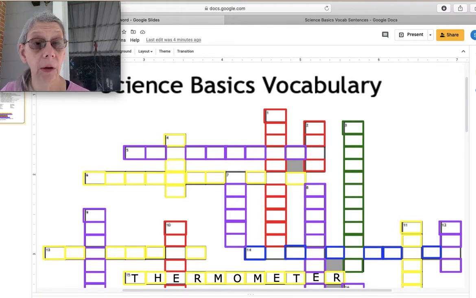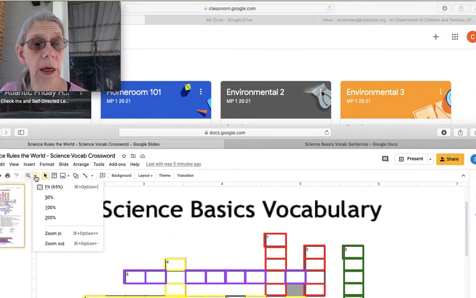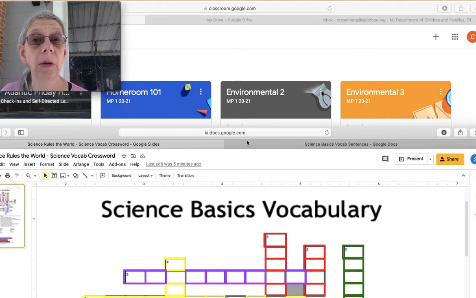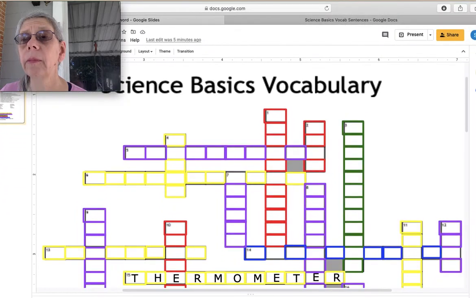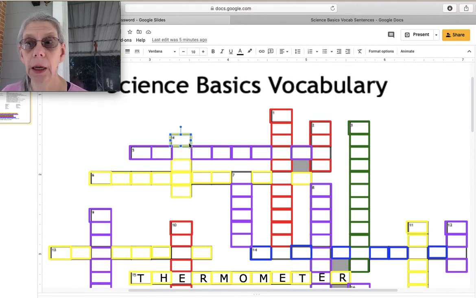To make it look big like this on your screen, you just click on the zoom button, which is here. Just pick zoom in twice and it will be this size. All right, back to work. So we'll start here with 4 down, click on a box, type a letter.